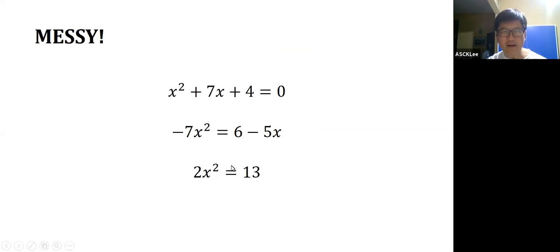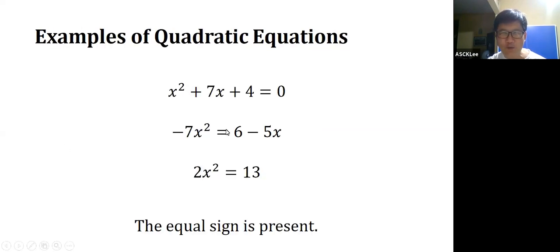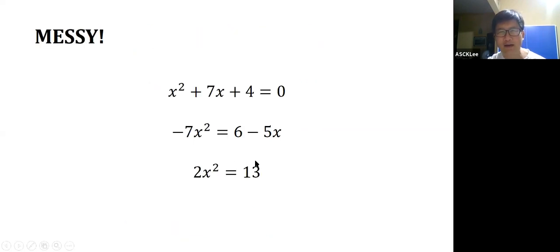Now let's take a second look at the quadratic equations we've looked at here. They are equations because they have an equal sign, and the x squared, being the highest power of x, makes them quadratic equations. But you will see that it's very messy, because you have x squared on one side of the equal sign and some terms on the other side. Again, here you have x squared on this side and 13 on the other side. It's really messy.